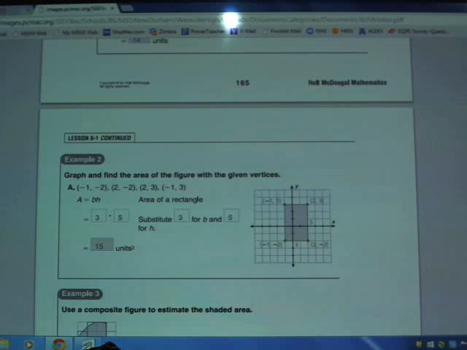Okay, let's continue on with number 2. They're asking us to graph and find the area of the figure with the given vertices: -1, -2; 2, -2; 2, 3; and -1, 3. So the first thing we want to do is plot the vertices.